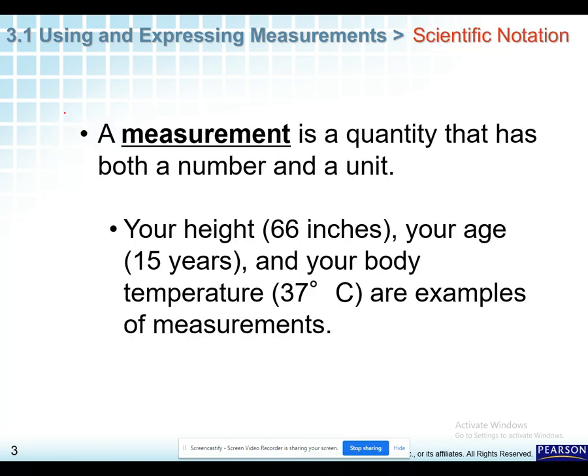So let's talk about a measurement first, since this section is called using and expressing measurements. Well, a measurement is a quantity that has both a number and a unit. So for example, your height, 66 would be the number, and inches would be the unit. Your age, 15 would be the number, years would be the unit. Even body temperature, so 37 would be the number, and degrees Celsius would be the unit.